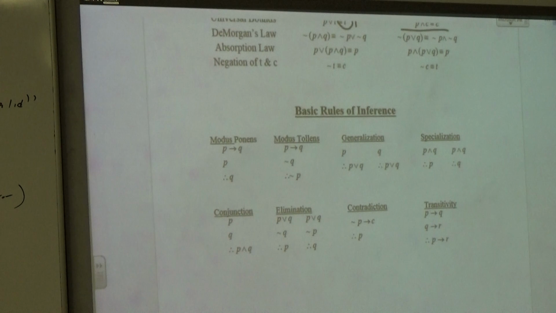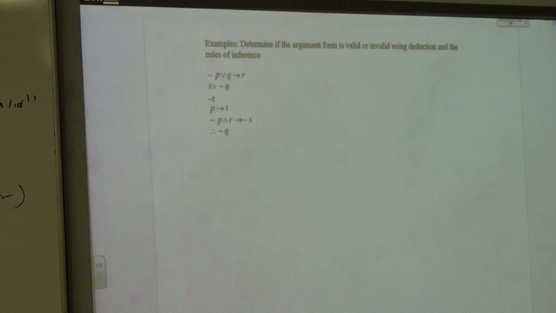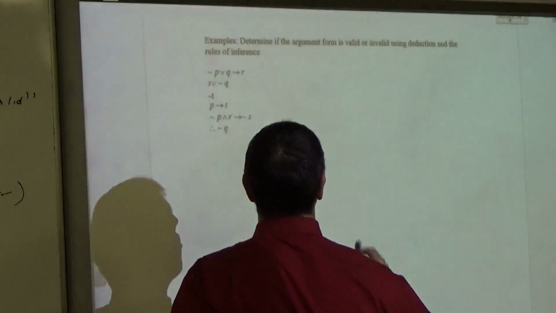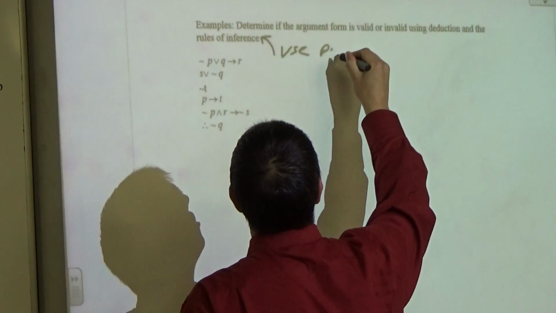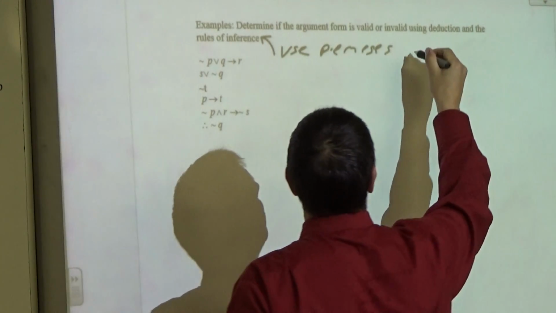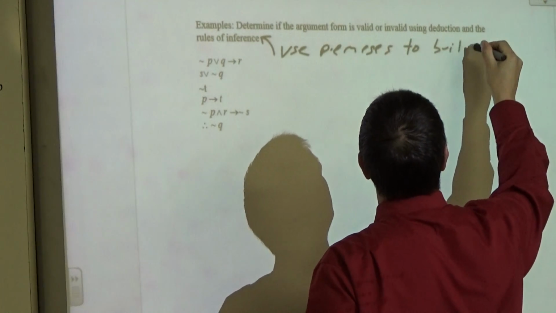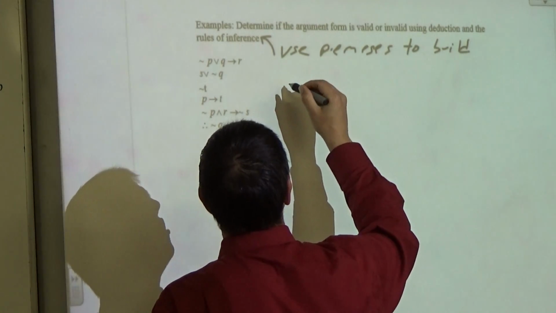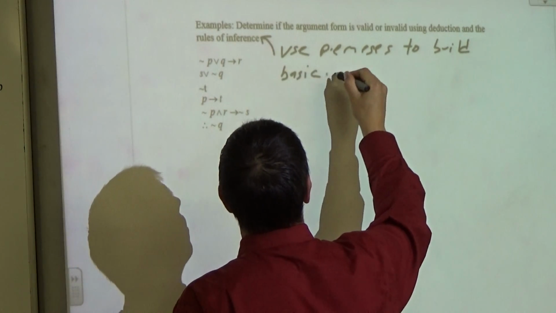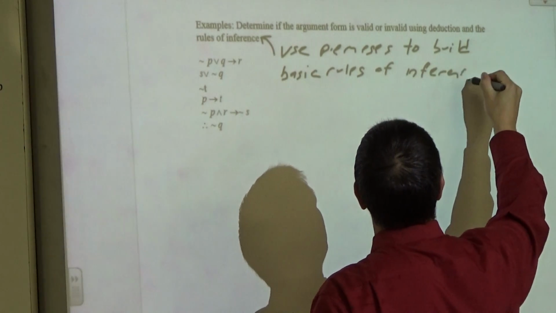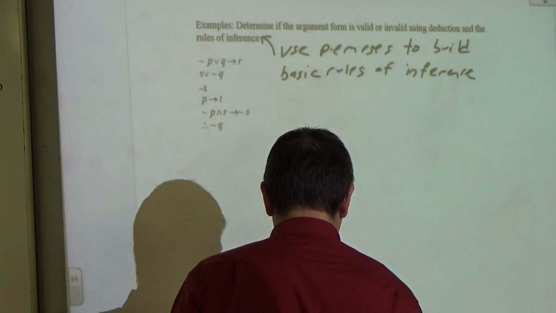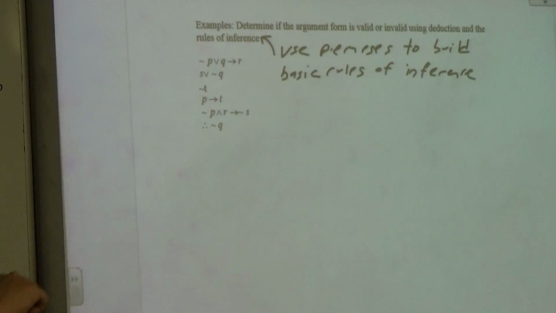So you have that sheet. I don't have it, I can't look back and forth, but what we're going to do is just pick apart the premises to get to the conclusion. So basically, if you were thinking of a process for this, you're going to use the premises to build the basic rules of inference. And remember, the basic rules of inference are all valid.